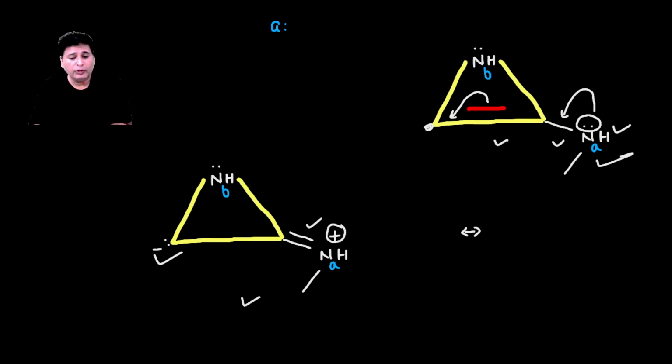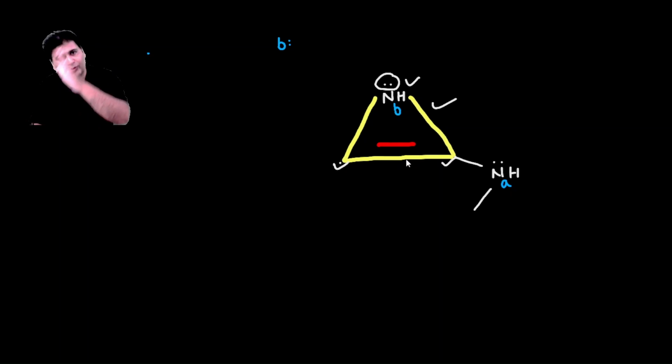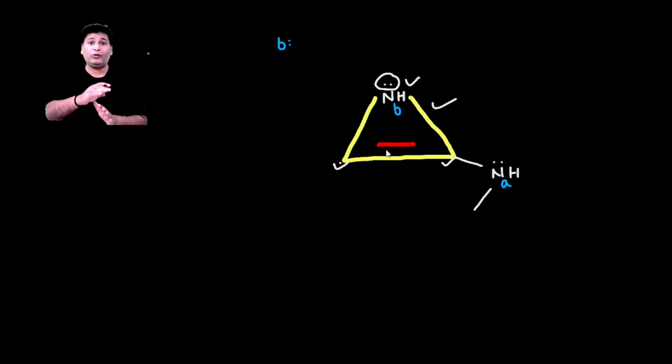Now coming on to nitrogen B. Once you look at how nitrogen B's neighborhood is behaving, you find that again there is a possibility of conjugation. How? Lone pair, single, double. Now you understand. Lone pair, single, double, either you count it clockwise or anti-clockwise. Lone pair, single, double.